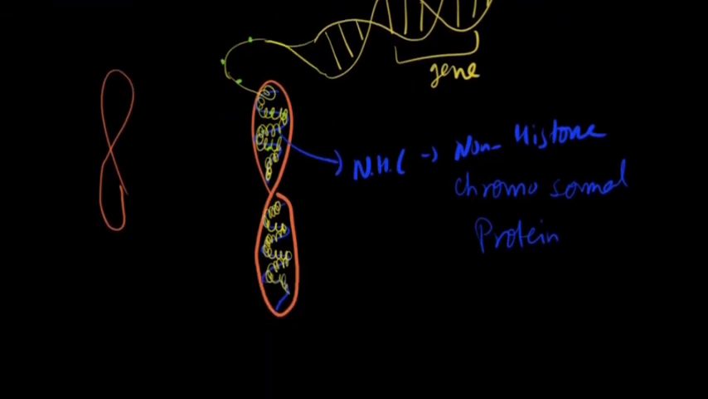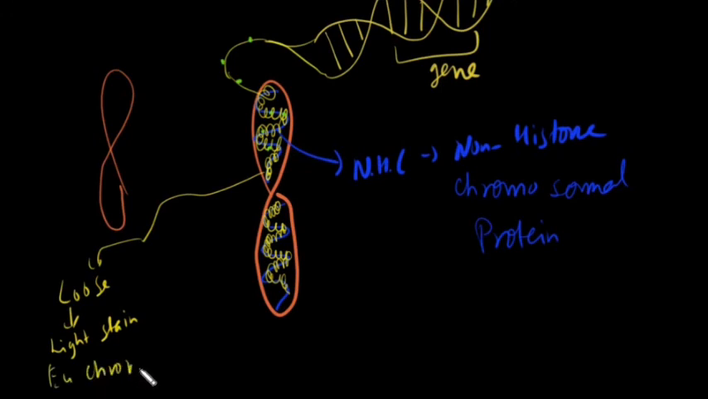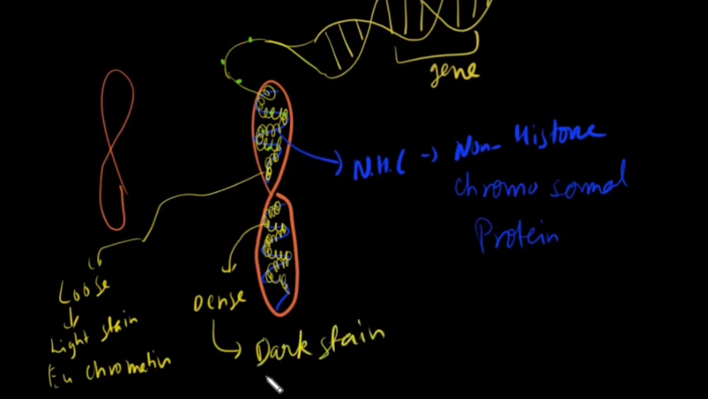Now this packaging may be loose or dense. If the packaging is loose and on staining we see a light stain, then we call the chromatin euchromatin. If the packaging is very dense, then on staining we get a dark stain, and such a chromatin is called heterochromatin. This was the highest packaging and all about the DNA packaging.